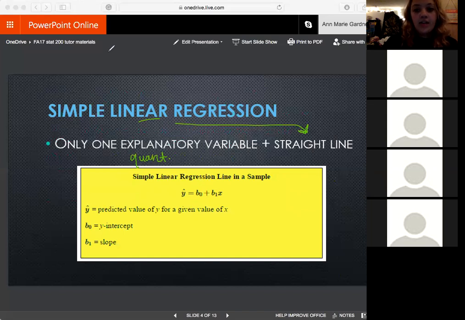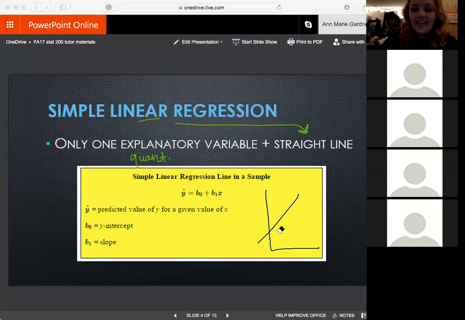And then if we go down here into the equation for the simple linear regression line in a sample, we are going to have our y-intercept as y-hat. So remember, that's going to be whatever value is on your y-axis right here. And then b, and then, sorry, nope, totally incorrect.